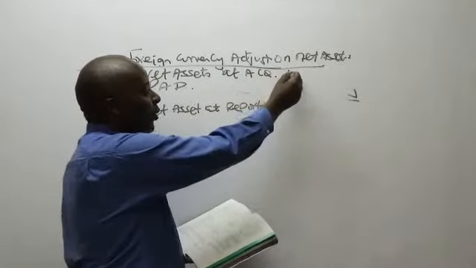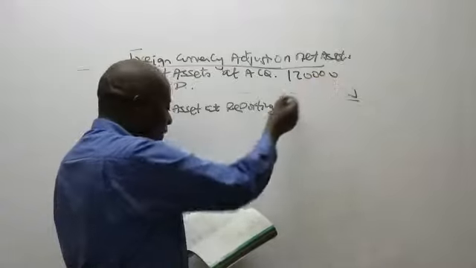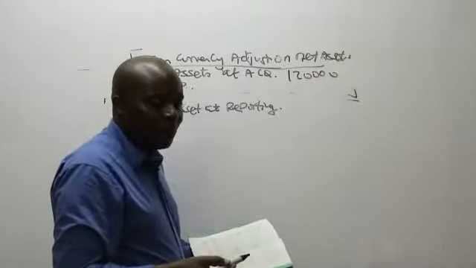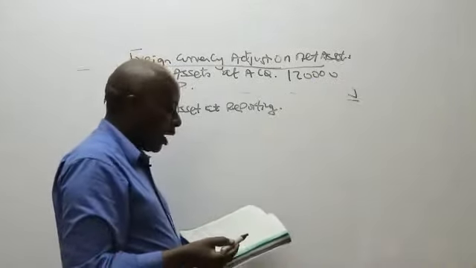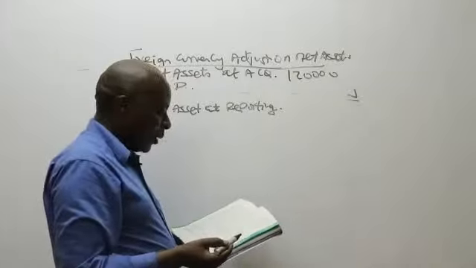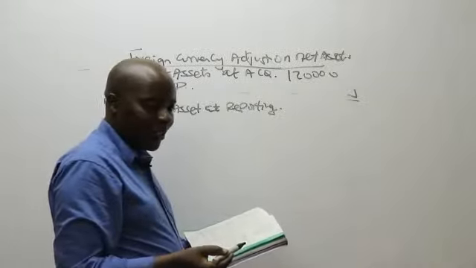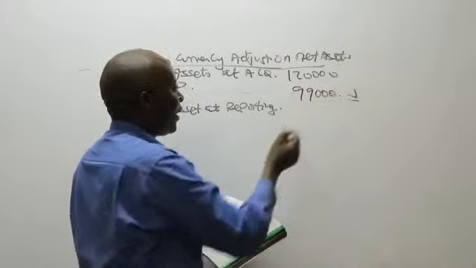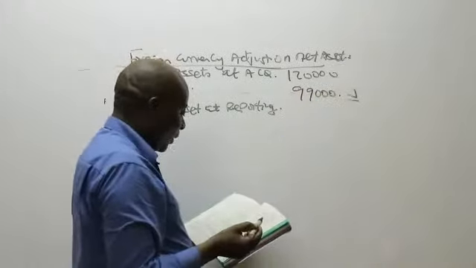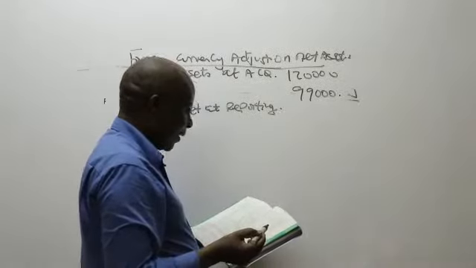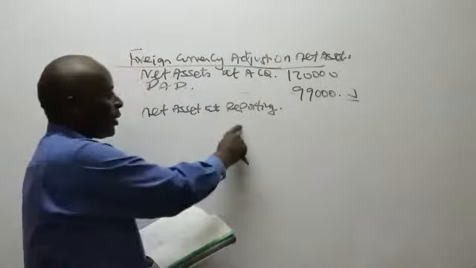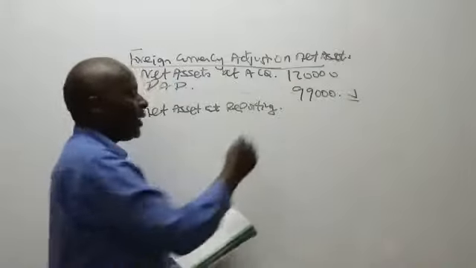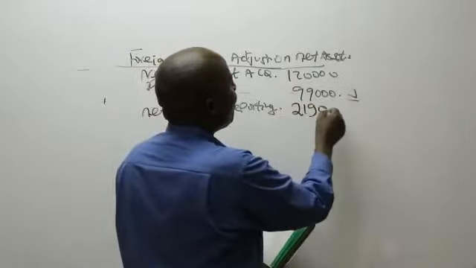What were you getting? 120,000. How about the POP? POP was coming to 99,000. Ladies and gentlemen, how about net assets at the year end? Net assets at the reporting, what were you getting? 219,000. You guys are bright. These are free marks.